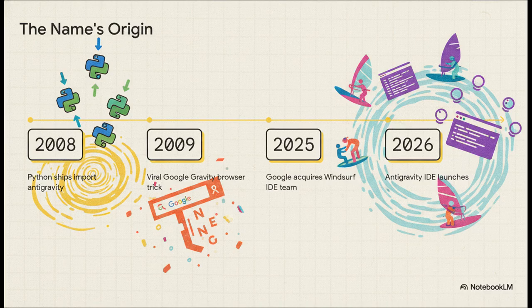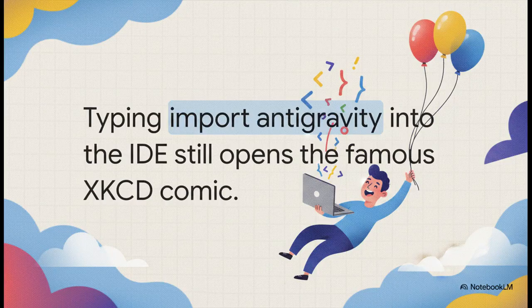Fast forward to 2025, and Google drops $2.4 billion to acquire the team behind the Windsurf IDE, a name all about defying gravity. And all of that history just collided to give us the 2026 launch of the Antigravity IDE. And as a super cool nod to Python developers, they actually kept that original 2008 Easter egg alive right inside the IDE. If you type import antigravity directly into the editor, it still opens up the legendary XKCD comic number 353 in your browser. It's just a playful way of saying the whole goal of this tool is to make programming feel as effortless and weightless as flying.